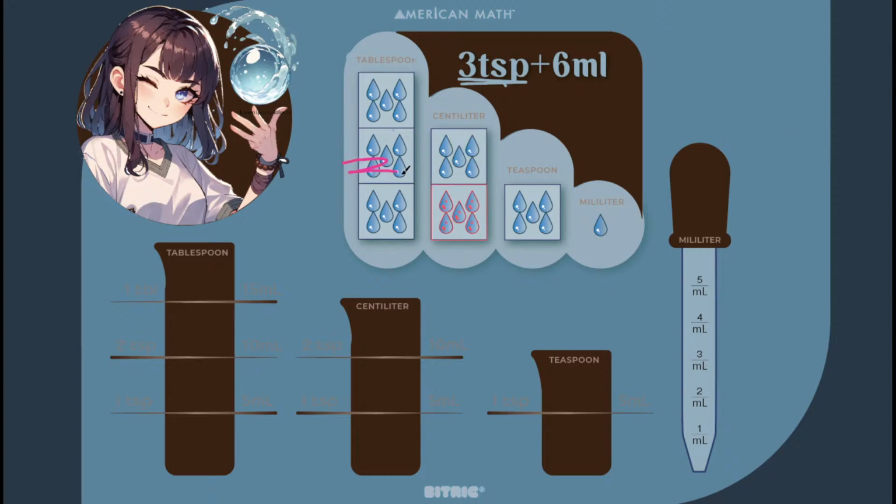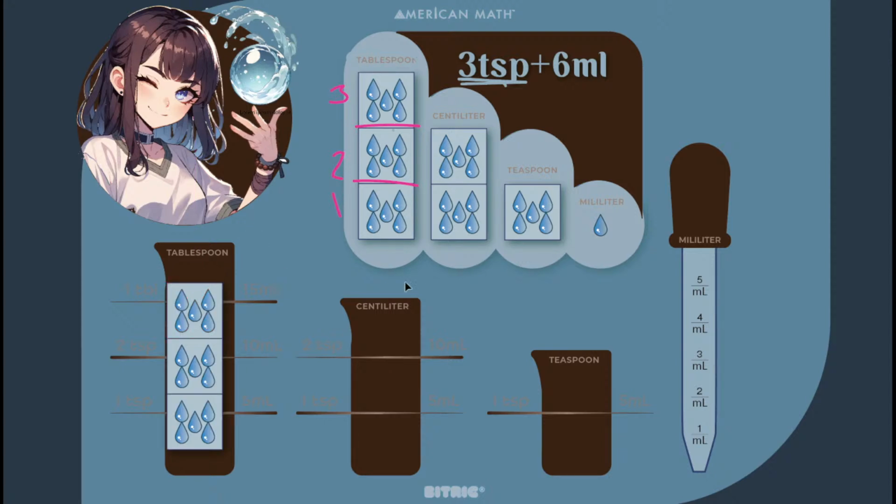I love this vibrancy. So we have 1 teaspoon, 2 teaspoons, and 3 teaspoons. So that'll be a tablespoon. What we're going to do is grab our tablespoon and put it into the tablespoon beaker, because 3 teaspoons is equivalent to 1 tablespoon. And next, we're going to go over to our milliliters.